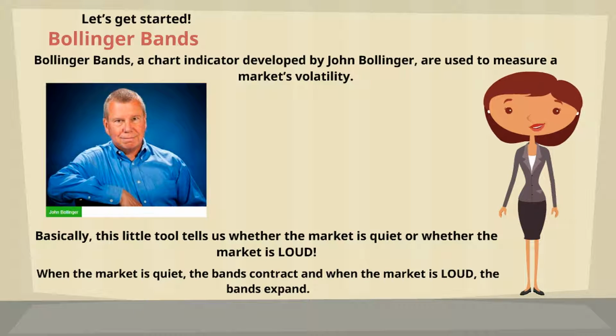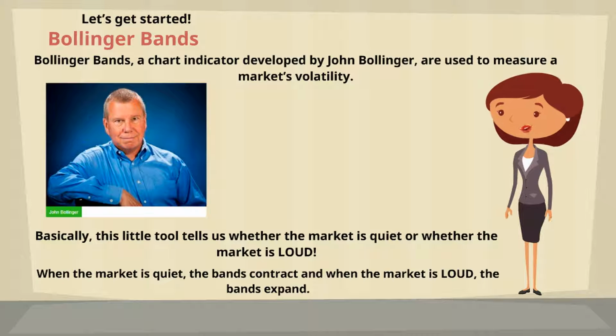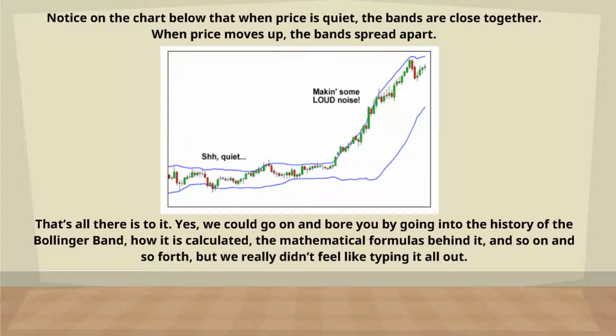Bollinger Bands, a chart indicator developed by John Bollinger, are used to measure a market's volatility. Basically, this little tool tells us whether the market is quiet or whether the market is loud. When the market is quiet, the bands contract, and when the market is loud, the bands expand. Notice on the chart below that when price is quiet, the bands are close together. When price moves up, the bands spread apart. That's all there is to it.